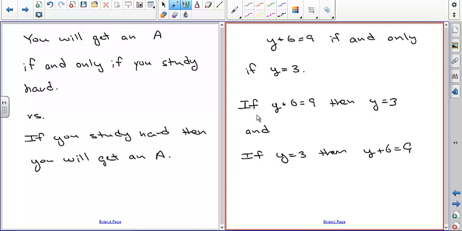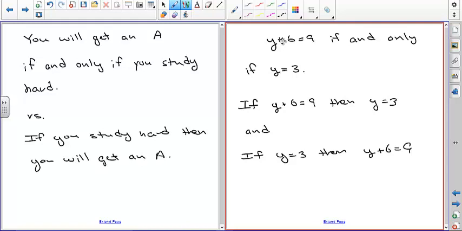So I could say if y plus 6 equals 9, then y equals 3, and if y equals 3, then y plus 6 equals 9. So these are the two conditional statements connected with the "and," and you can see that this is the same as saying that. There's no other value y that I can put in here and make it 9.